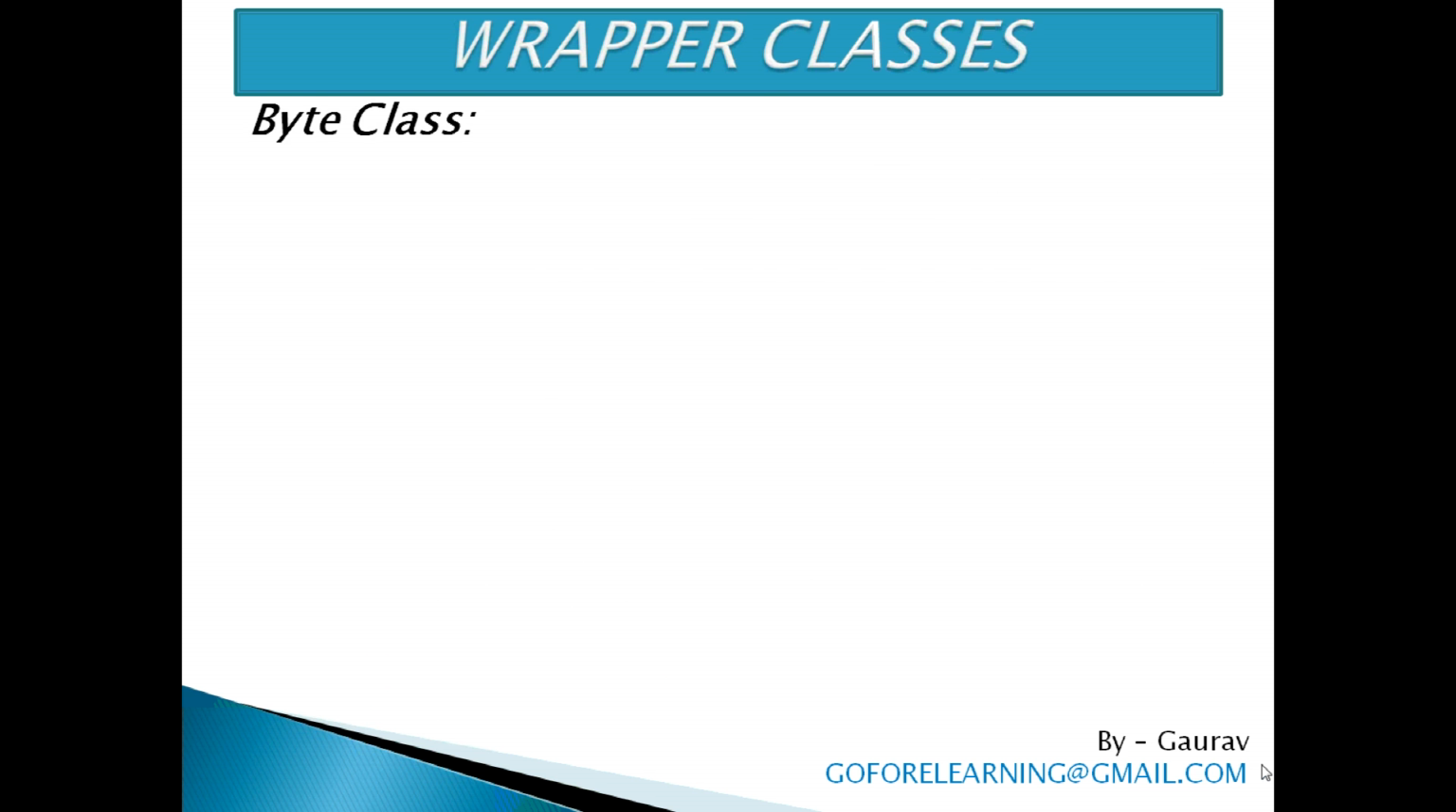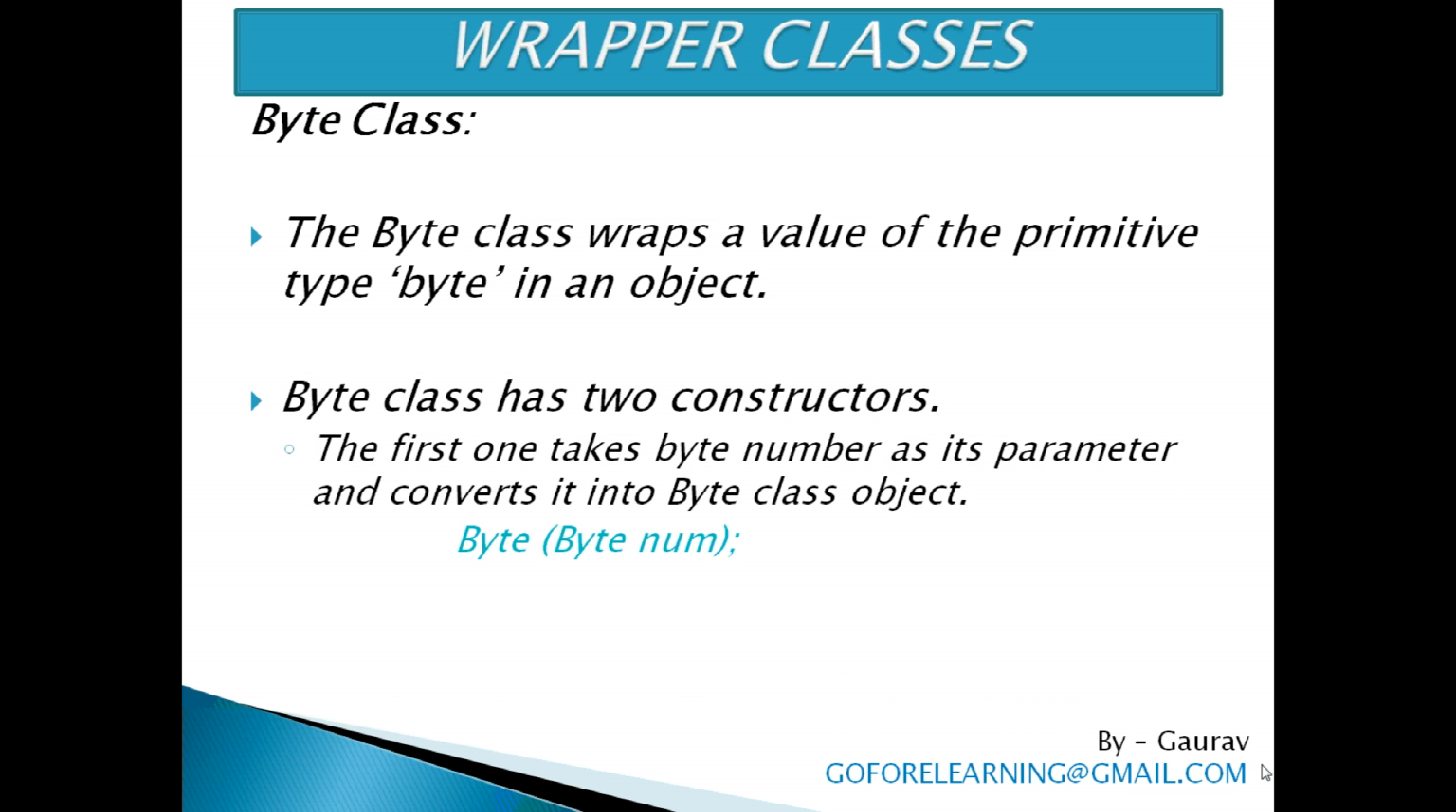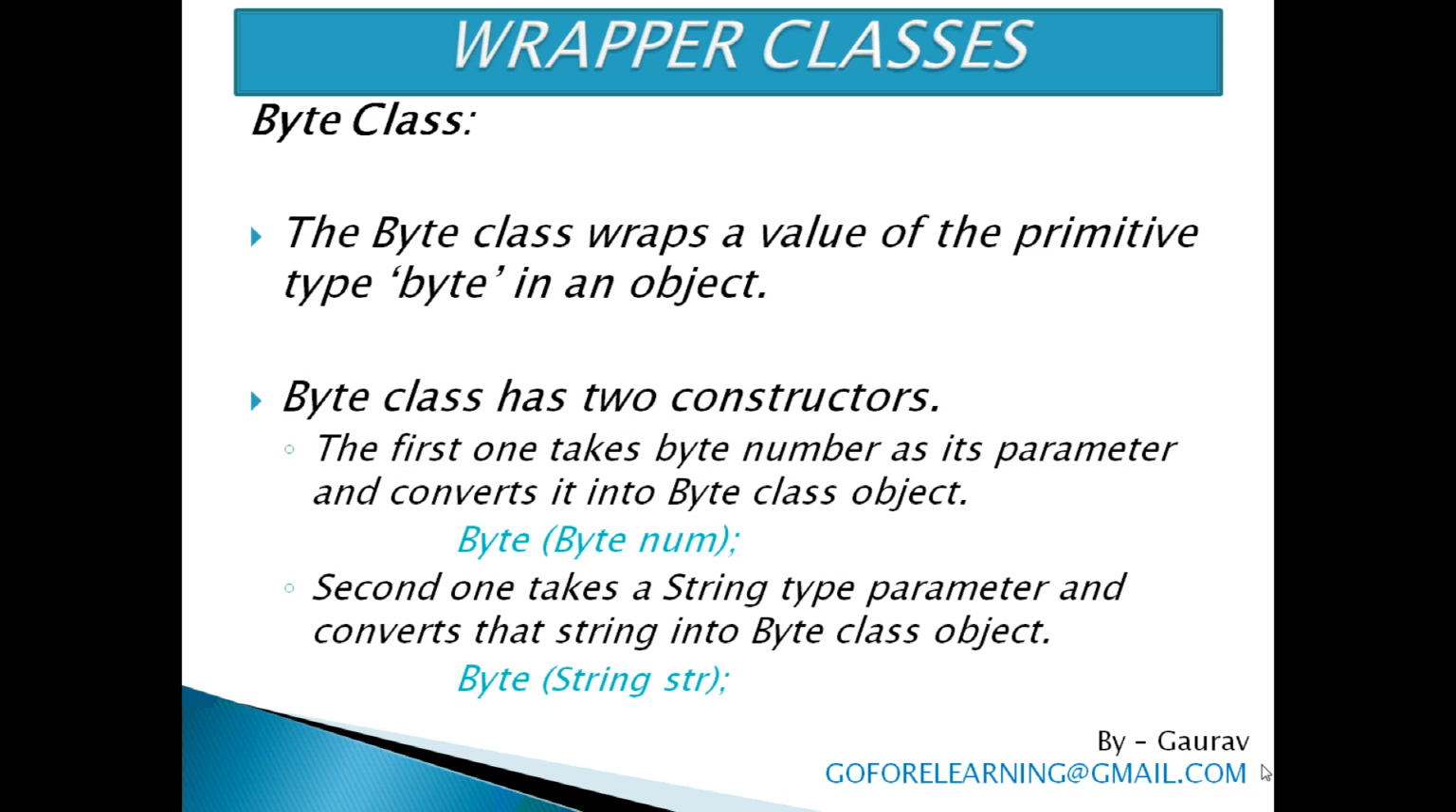Next is Byte class. The Byte class wraps a value of the primitive type byte in an object. Byte class has two constructors. The first one takes a byte number as its parameter and converts it into a Byte class object, and the next one takes a string type parameter and converts that string into a Byte class object. Please try to understand that these two constructors can be seen in every wrapper class. This means every wrapper class contains two constructors. The first one takes the corresponding primitive data type and the other takes a string parameter.